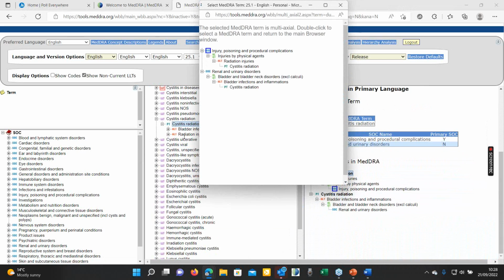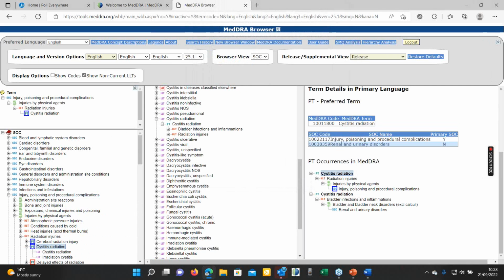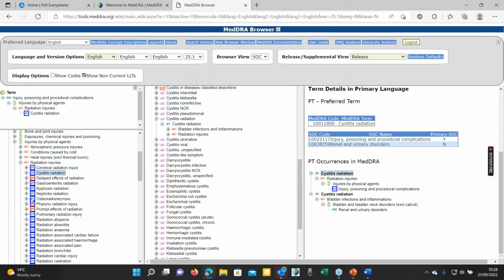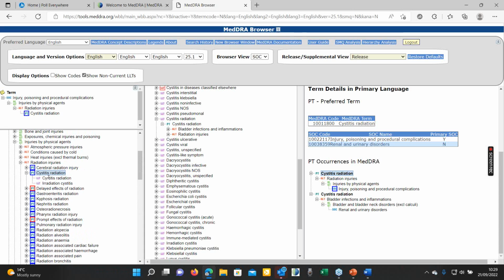Right-hand click, go to browser. Cystitis radiation, all the radiation injuries are grouped together. So that's why it's important, if you can capture the radiation link to the medical condition, as we can here. It doesn't mean it's infective. It is an inflammation. And it's more specific than your other suggestion, which was radiation inflammation. Some of you gave me this one, which is not wrong, but it's not as specific, because radiation inflammation could be anywhere. Here we're limiting it to the bladder by choosing cystitis radiation.